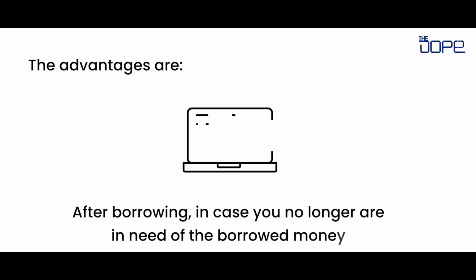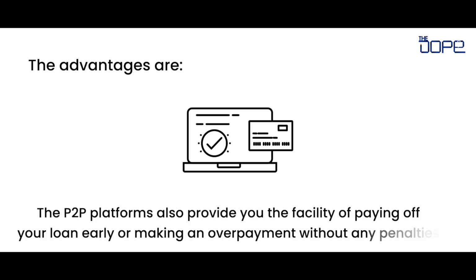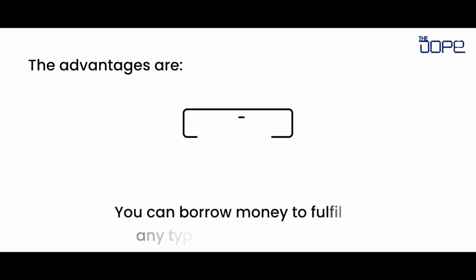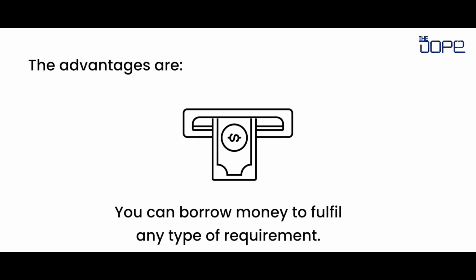4. After borrowing, in case you no longer are in need of the borrowed money, the P2P platforms also provide you the facility of paying off your loan early or making an overpayment without any penalties. And 5. There is no bar on the purposes for which you are borrowing money. You can borrow money to fulfill any type of requirement.